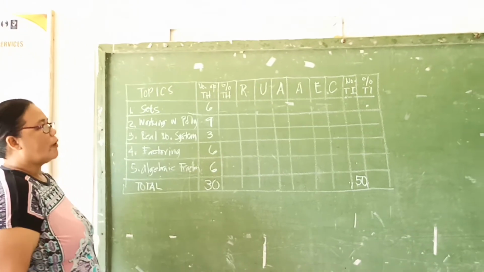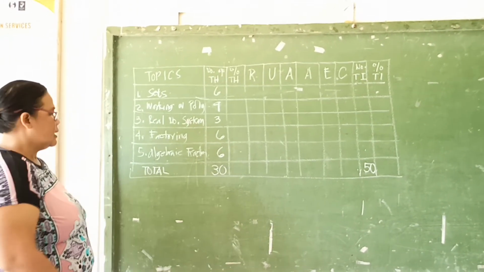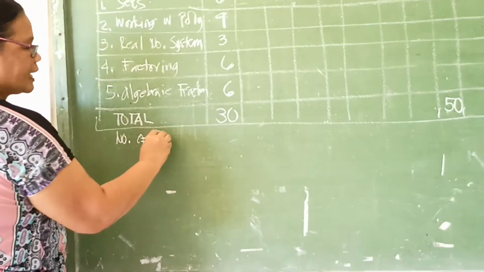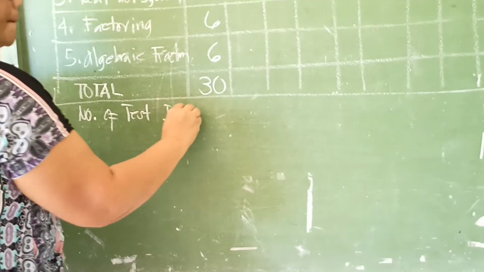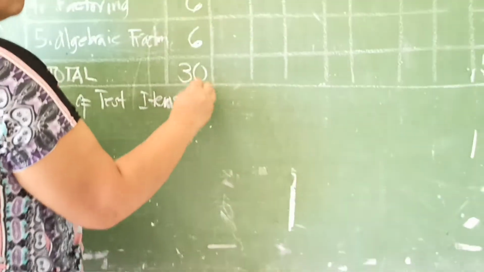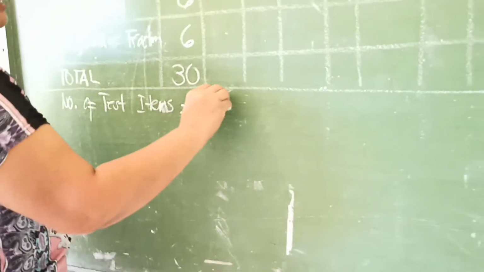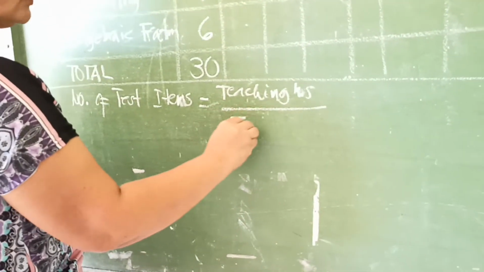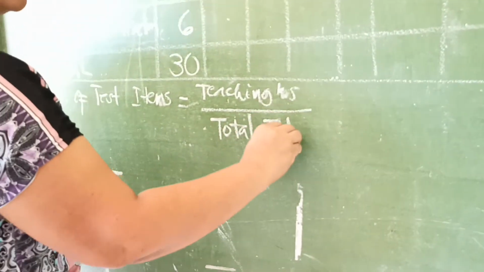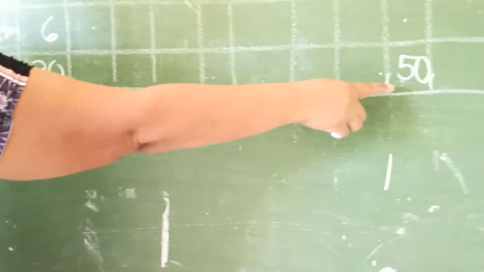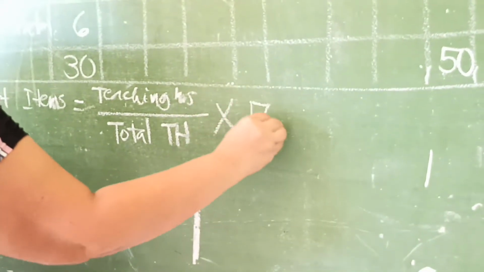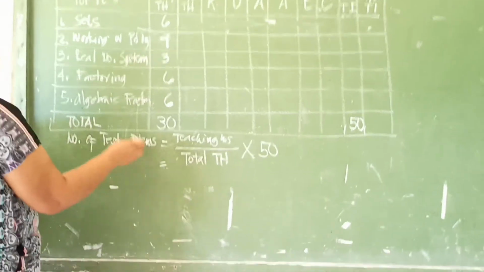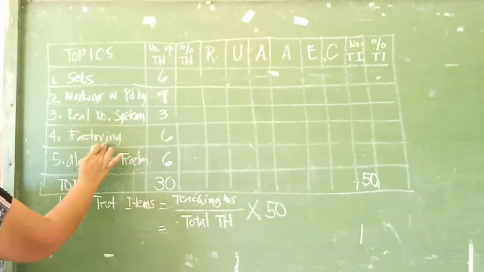So how do we solve for the number of test items? The formula in determining the number of test items is that you must divide the number of teaching hours by the total teaching hours, times how many test items you shall include in your test, which is 50. So substitute each given to each of the chapters.